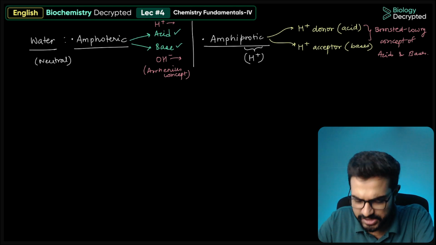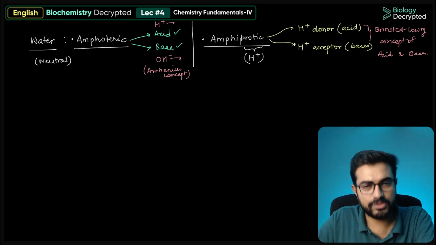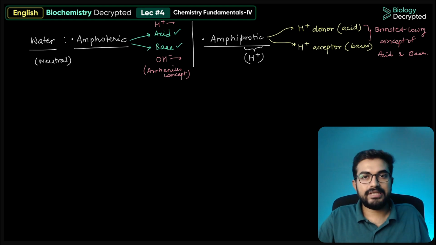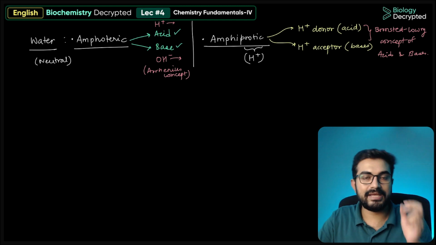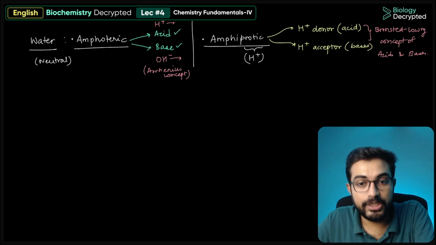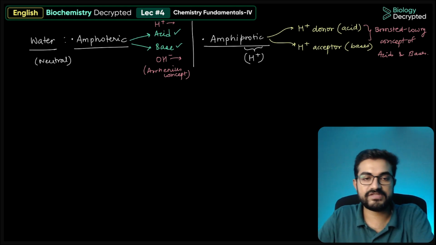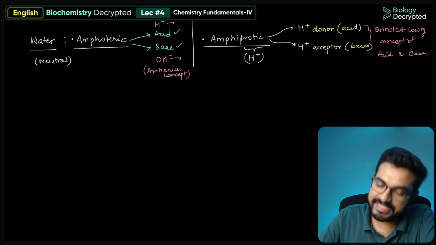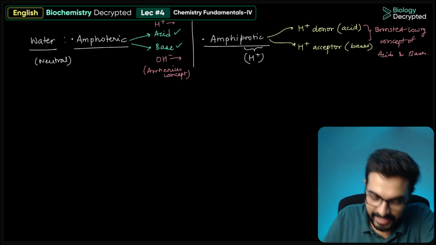Now there is another concept of acids and bases, that is the Lewis concept, in which we say that the one which donates a lone pair is a base, and the one which accepts a lone pair is an acid. So this is the basic concept of Lewis theory of acids and bases. So we have seen all the three major theories of acids and bases. Now let's directly come to the point. Let's talk about ionization of water.